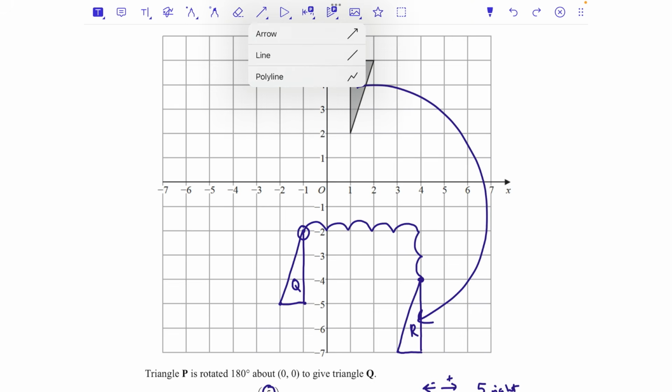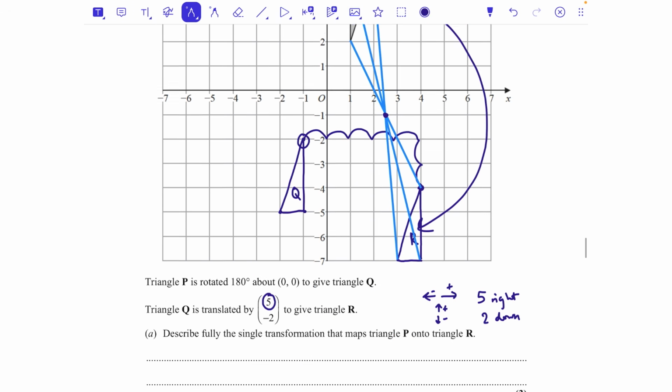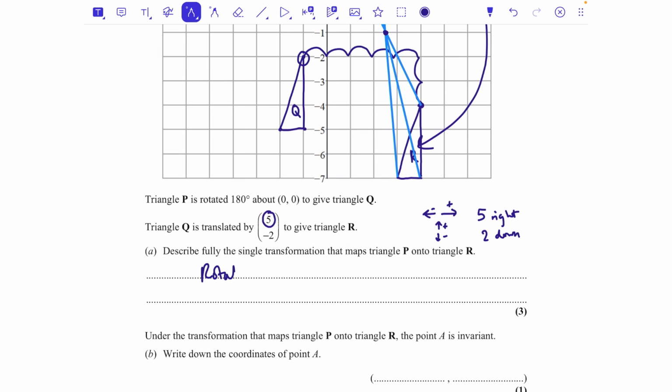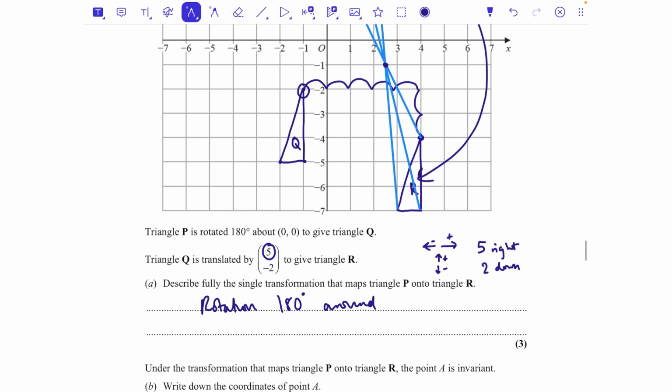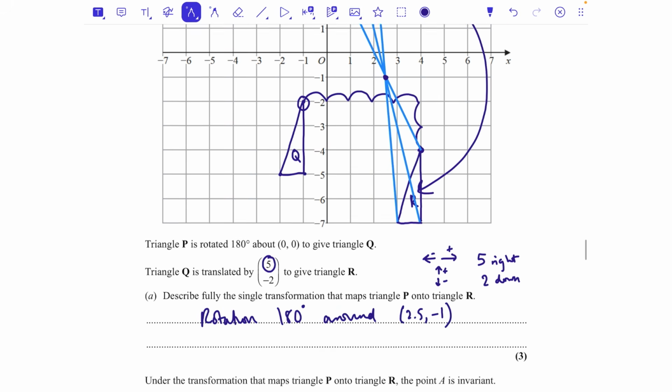Now I can get this, because it's 180 degrees, it's actually quite a bit easier if I just use the coordinates. And there we go, we can see that this point here would be the centre of rotation if I spun that round. So I'm looking for a rotation, and that's going to be 180 degrees around the point. Now the coordinate of that is 2.5 minus 1. Okay, 2.5 minus 1 is the centre of rotation.